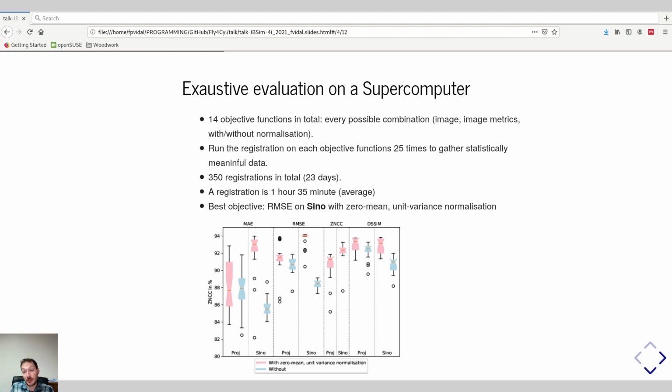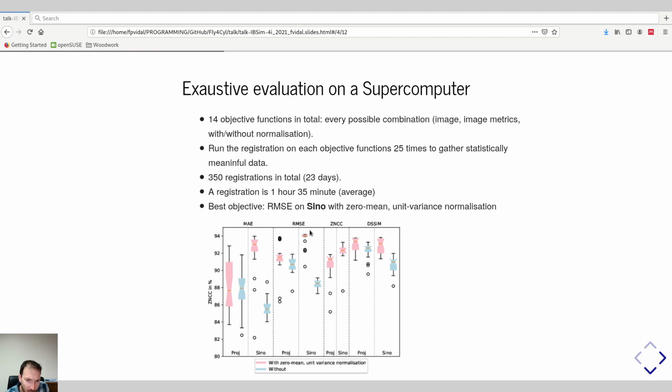For each objective function, we did 25 runs on a supercomputer just to have data. That's 350 registrations, and that took 23 days. It could have been less because we could run 5 jobs at the same time. So we could divide that number by 5 if we were lucky, depending on how busy the supercomputer was. On average, a registration takes an hour 35 minutes.